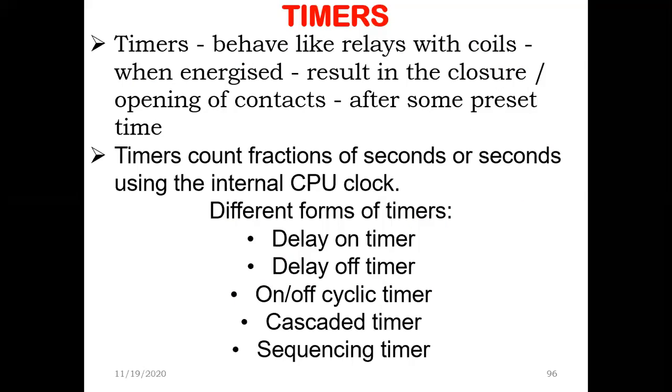Timers behave like relays with coils, which when energized result in the closing or opening of contacts after some preset time. Timers count fractions of seconds or seconds using the internal CPU clock. Timers are mostly used in different timing executions. For example, in a washing machine we set the time to 80 seconds. How does the computer calculate the 80 seconds? It generates 80 time periods between input and output.